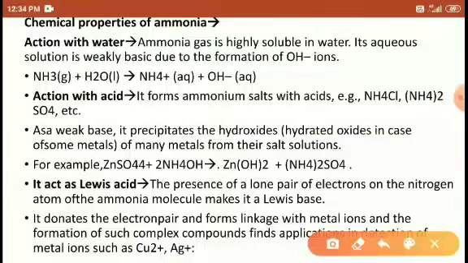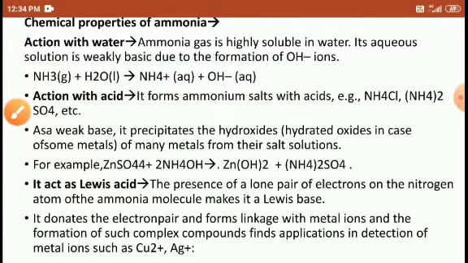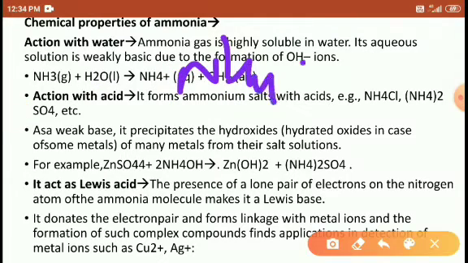Chemical property: action with water. When ammonia dissolves in water, it forms ammonium ion and hydroxide ion. Both the ammonium ion and hydroxide ion show attraction to form ammonium hydroxide. It is NH4OH.